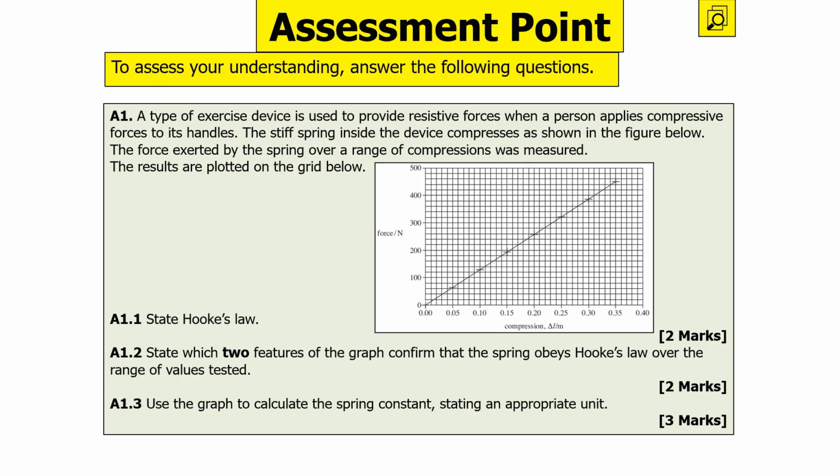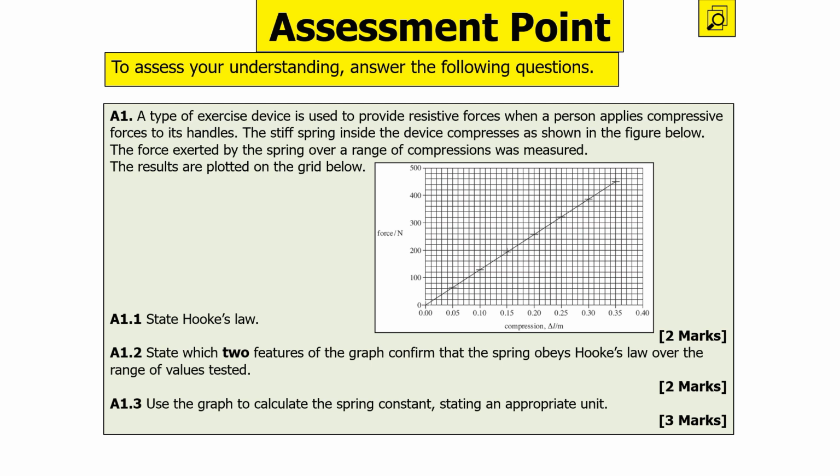The next question says, a type of exercise device is used to provide resistive forces when a person applies compressive forces to its handles. The stiff spring inside the device compresses as shown in the figure below. The force exerted by the spring over a range of compressions was measured. The results are plotted on the grid below. State Hooke's law. State what two features of the graph confirm the spring obeys Hooke's law over the range of tested values used. Use the graph to calculate the spring constant, stating an appropriate unit.